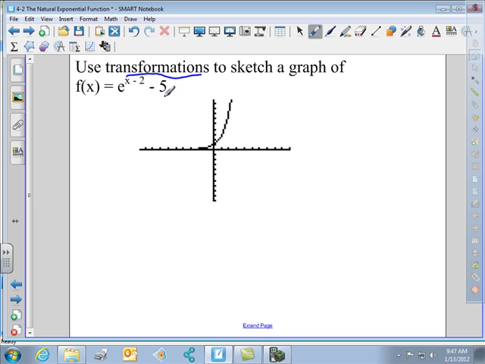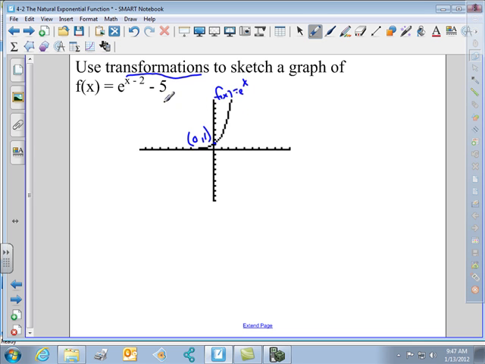Well, some of these transformations that we've talked about before: if you have some number with the x, that is going to be a horizontal shift, and if there's a number that we are adding or subtracting to the entire function, that is a vertical shift. So what we'll do is, I like to start at the y-intercept, the point (0, 1) of the original function of f of x equals e to the x power.